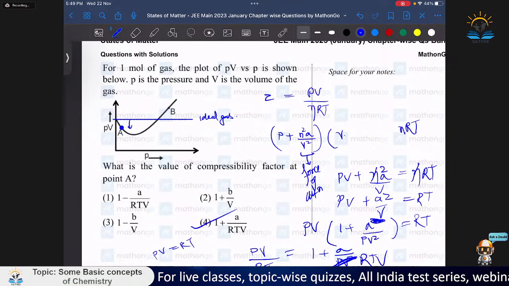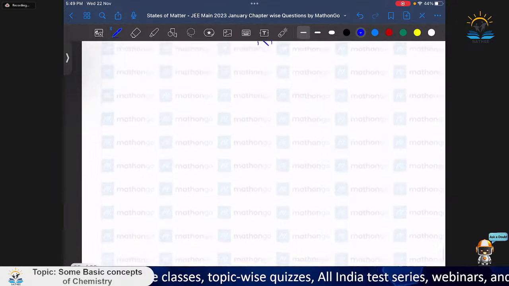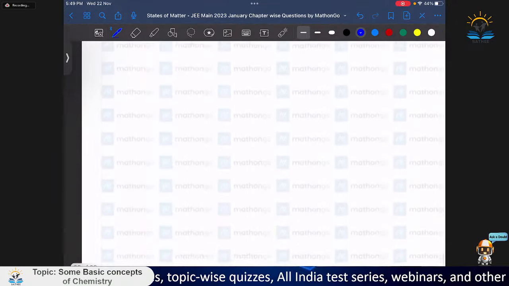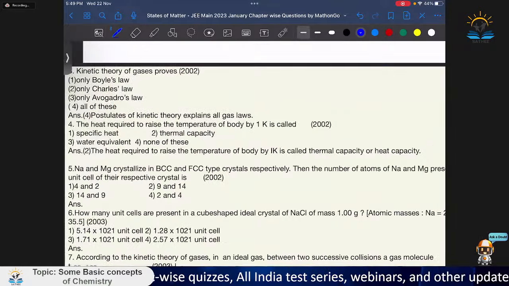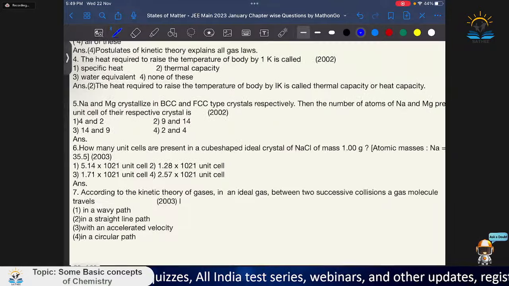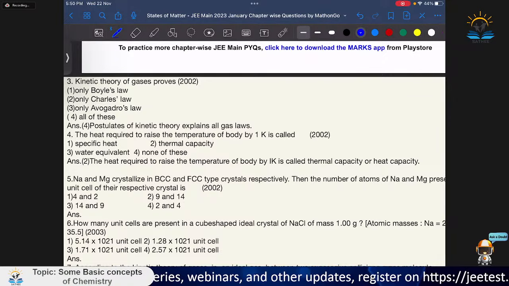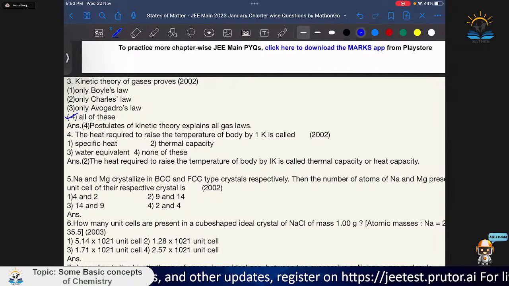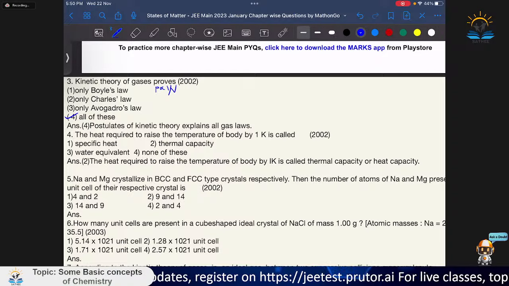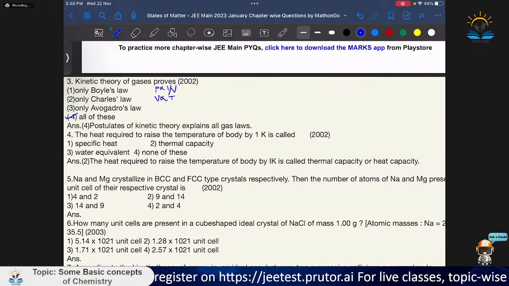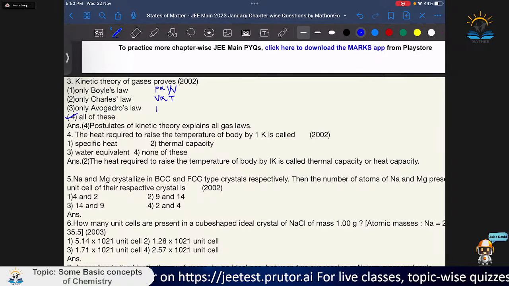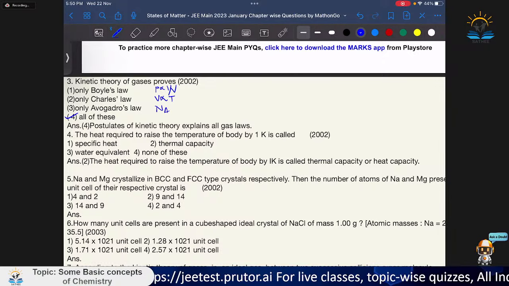All right. So that was all, guys. We will go on to a few more questions. Here, question number 3, it says kinetic theory of gases proves. Okay. Kinetic theory of gases proves all of these because kinetic theory is derived from all three. Boyle's law is P is inversely proportional to V. Charles' law is V is proportional to T. And Avogadro's law is V proportional to n. So all of these are valid.